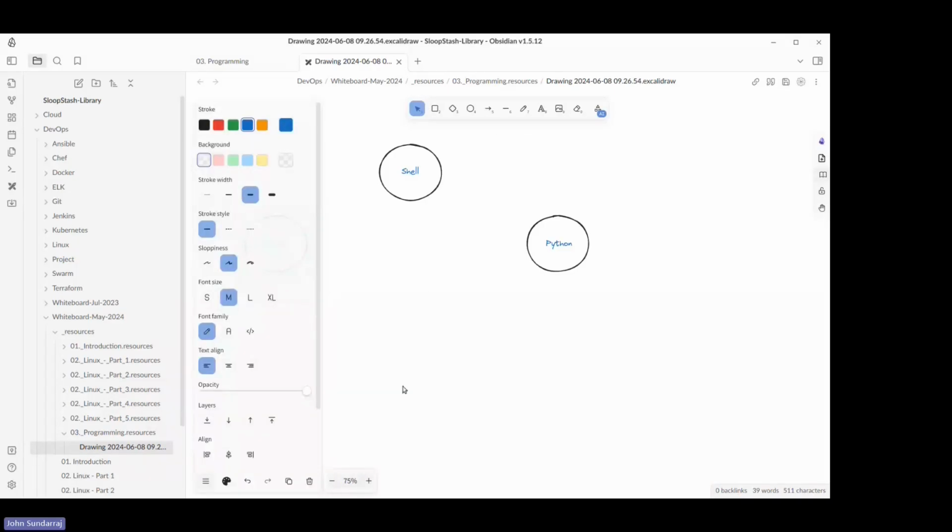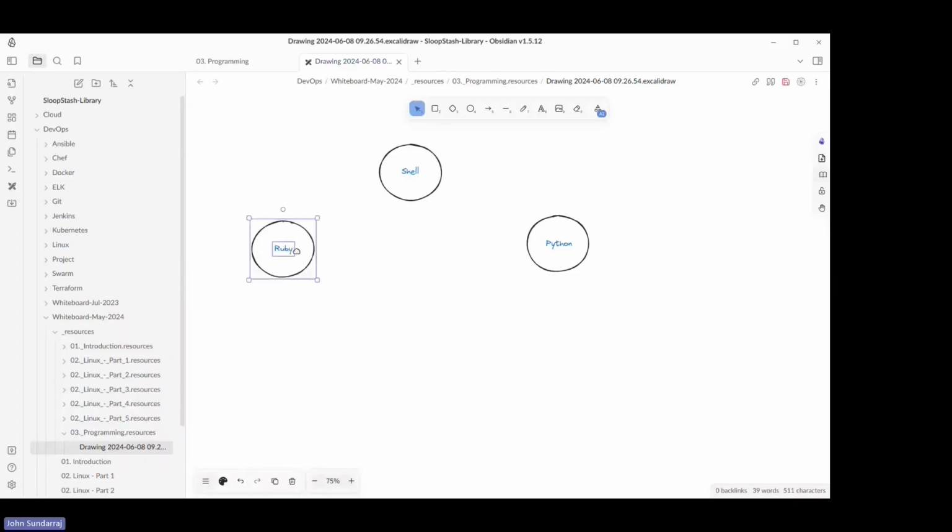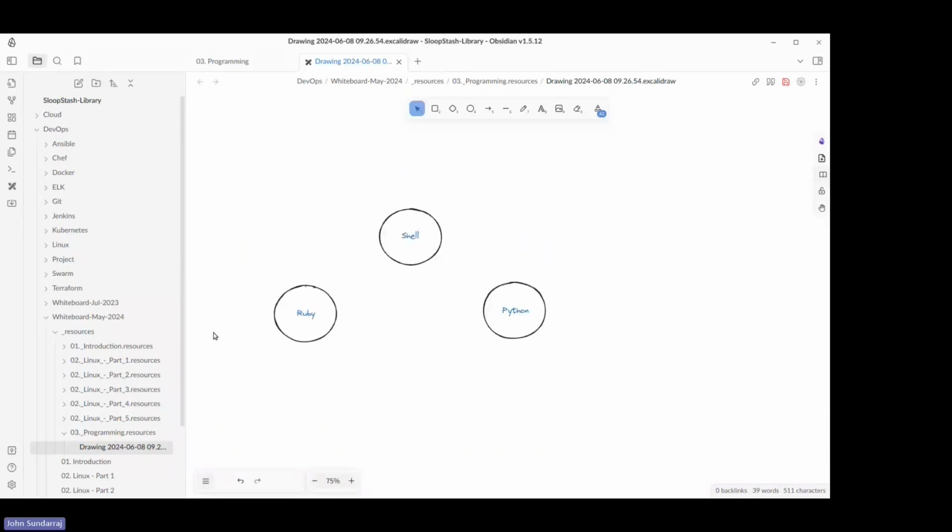So what I would like to say here is these languages have certain dominance in certain areas. So when you learn anything, a programming language or anything, it's always important that you first have a view about how that is being used. Okay, so first starting with the shell.